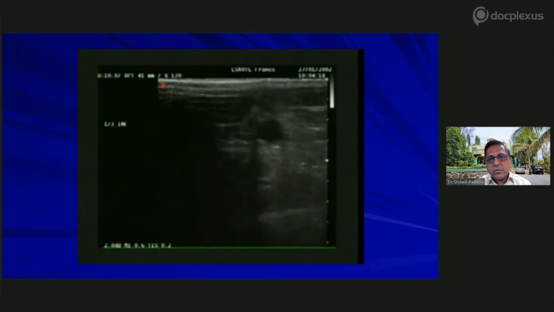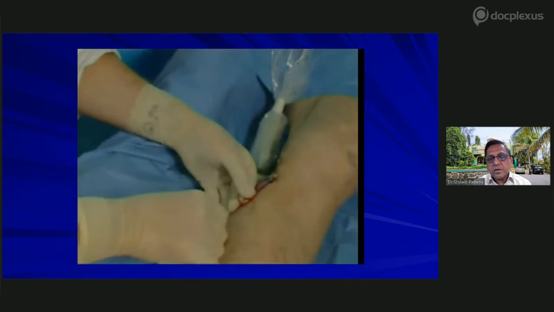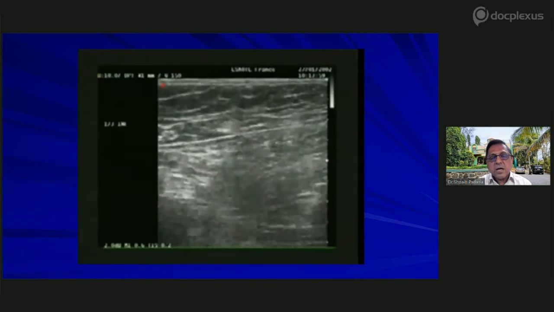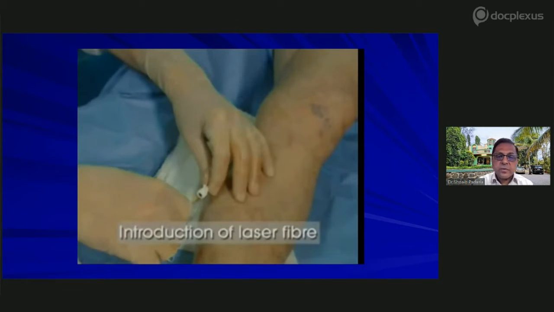That's the ultrasound of the vein. You can see that black circle. So you got blood coming out. So you've entered the vein. Through that, you put a small guide wire, similar to an angiogram. And under ultrasound control, you see that the guide wire is now in the vein, across the saphenofemoral junction.